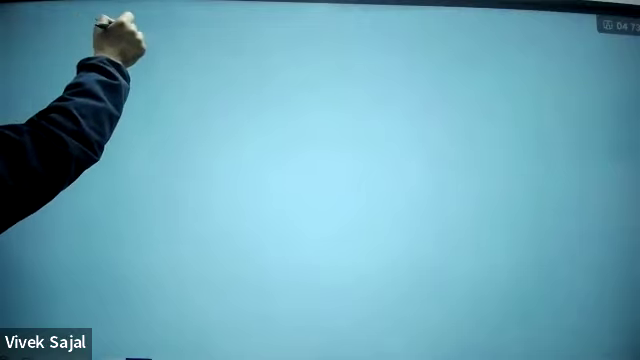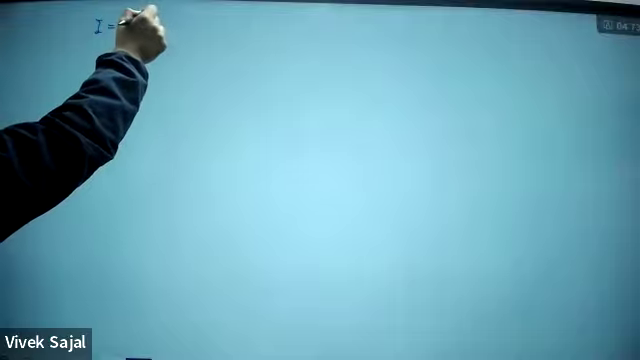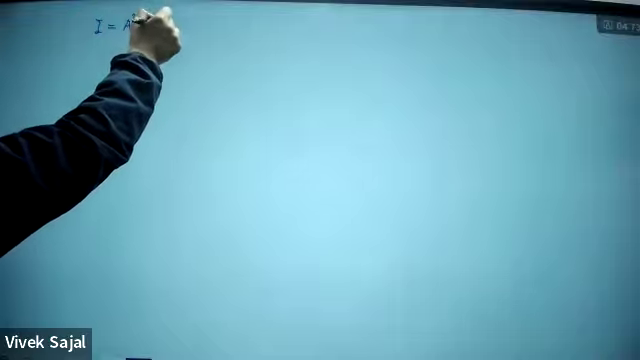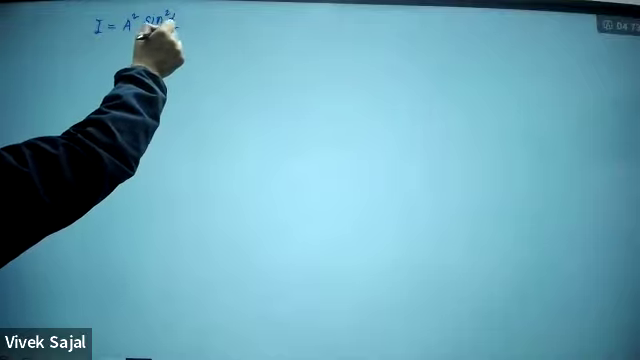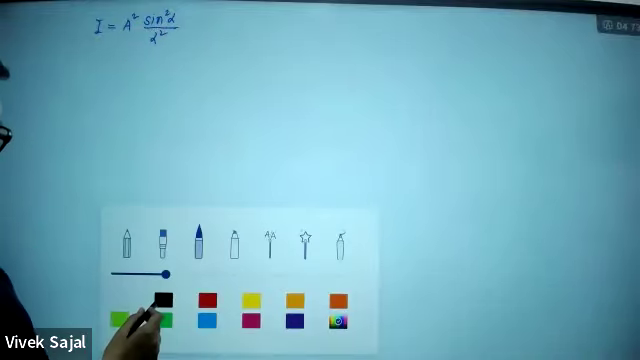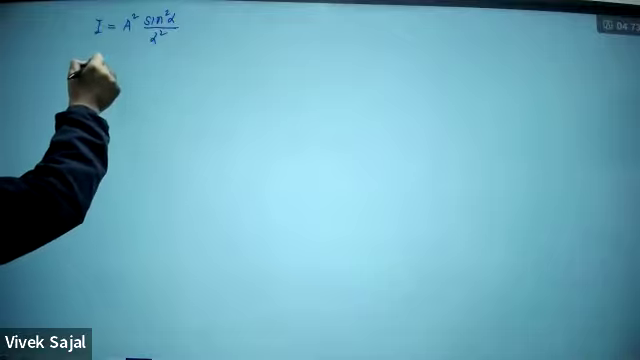Now come back. Here intensity is written as I equal to A square sine square alpha upon alpha square. So what will be the intensity of the central maxima?